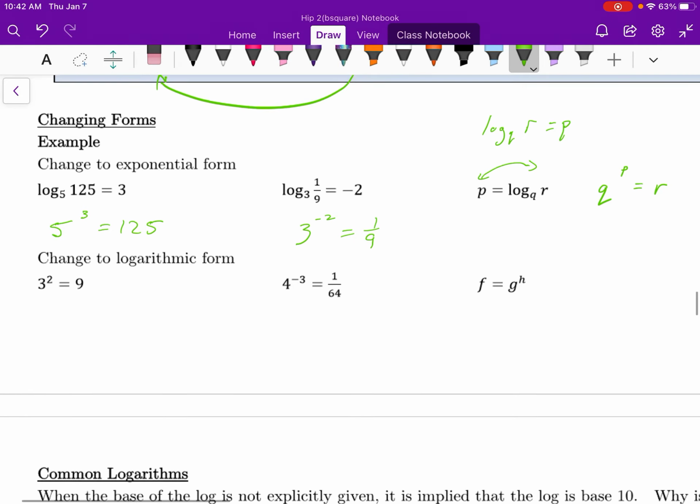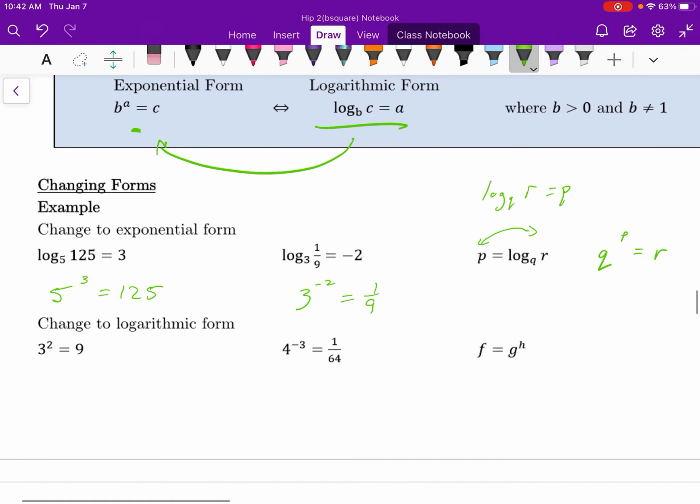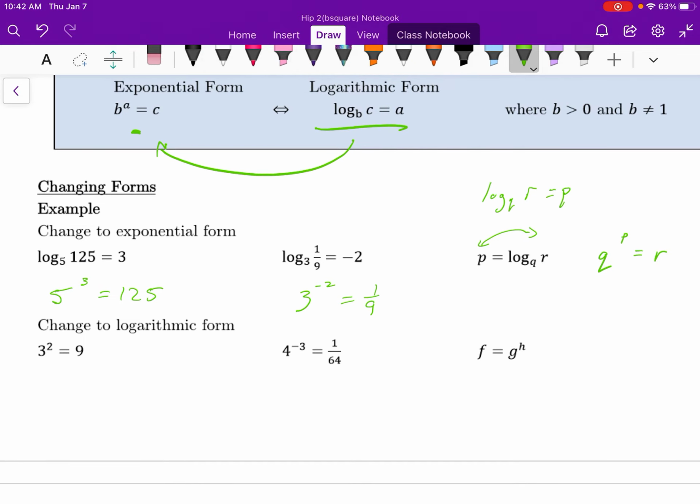I'm going to change into logarithmic form now. Oh, I guess I better keep this. So 3 squared is equal to 9. To write it in log form, I'm just going to write the word log. Log base 3 of 9 is equal to 2.